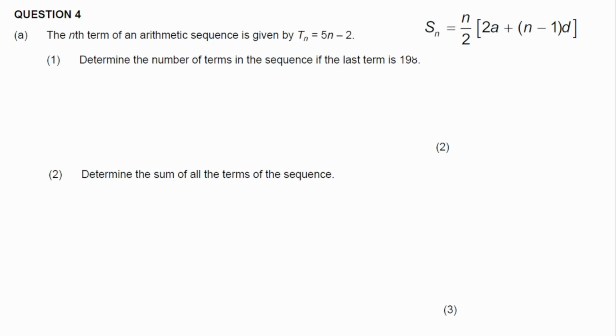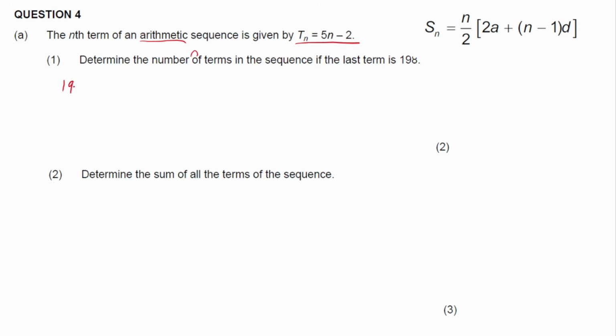Cool. Next question. So we're given an arithmetic sequence, and it's given by this general formula over here. So it says determine the number of terms in the sequence if the last term is 198. So the number of terms in a sequence is just given by n, and we know what the last term in the sequence is. It's 198.